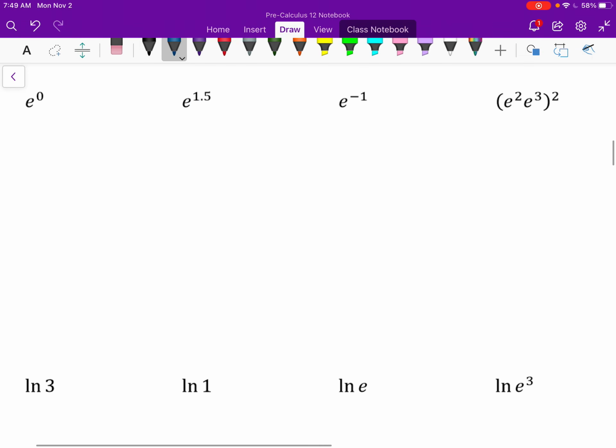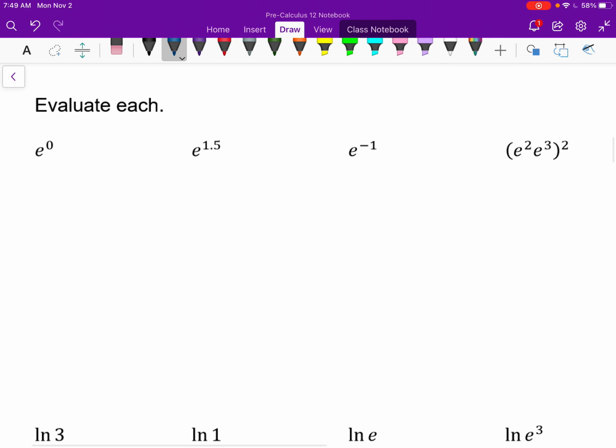This is not a calculus course, so I don't want to go too much into that. Right now, let's first just get a sense about what this represents. Again, e is not a variable. e is a constant. And so e to the power of 0 equals 1. Again, anything to the power of 0 equals 1, as long as that variable is not 0. And again, e is not a variable.